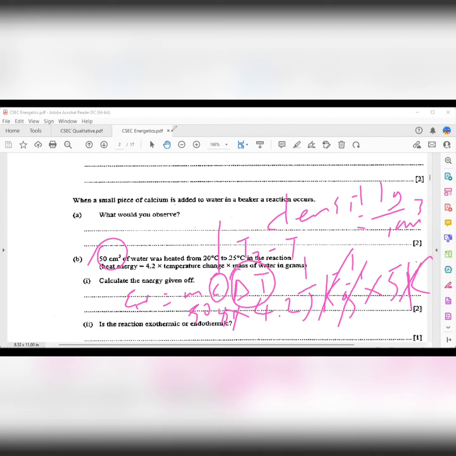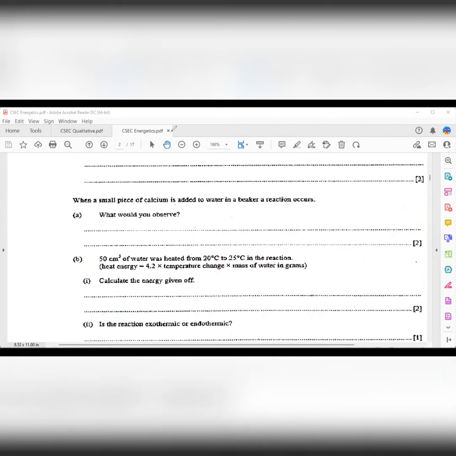You can't use your phone, you know. 50 times 4.2 times 5. So that works out to be 1050 joules. All right. Don't trust your phone with these calculations. All right. So that's it. So basically, we would have gotten 1050 joules from this reaction based on the calculation. EH is equal to MC delta T.